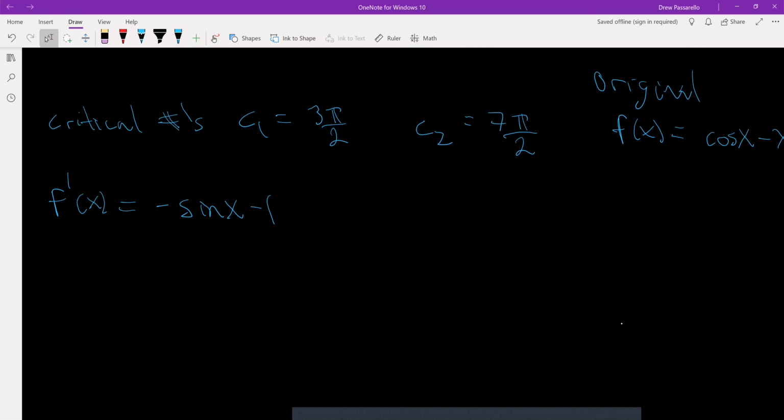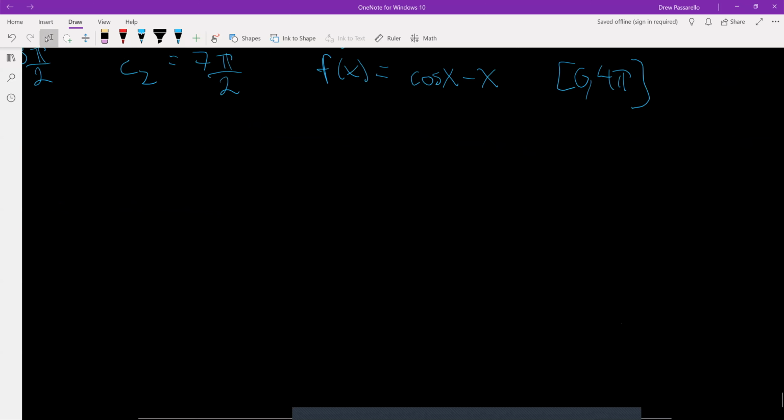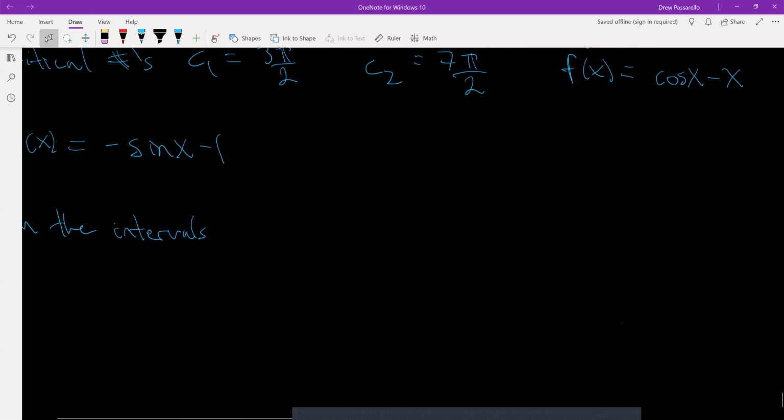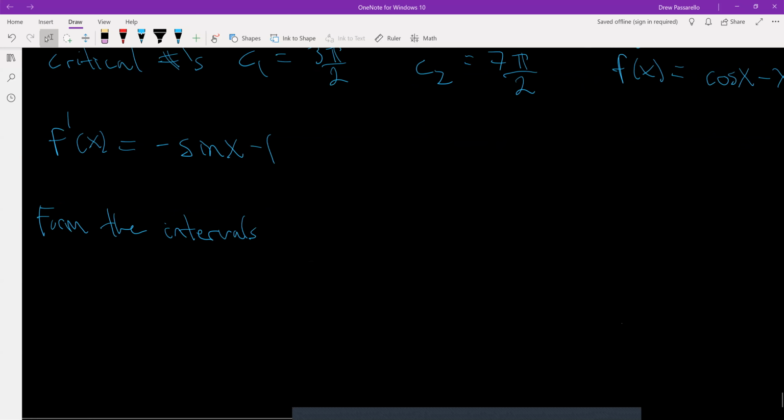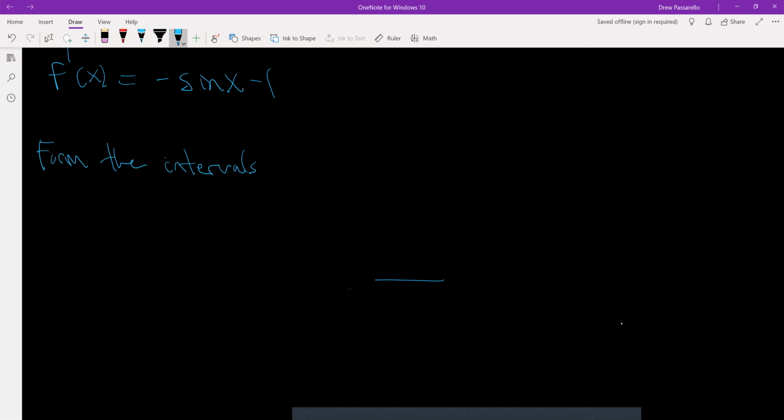All right, so I like to visualize this as far as we're going to make the intervals. So form the intervals. And we don't use the endpoints 0 and 4 pi. It has to be in the open interval from 0 to 4 pi, so I'll go ahead and put parentheses. And our critical numbers, we got 3 pi over 2 and 7 pi over 2.